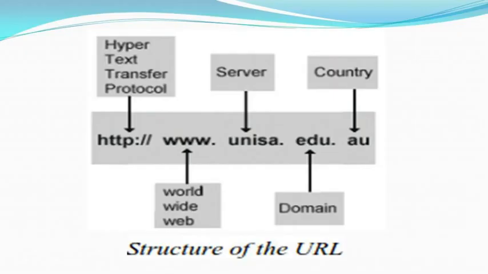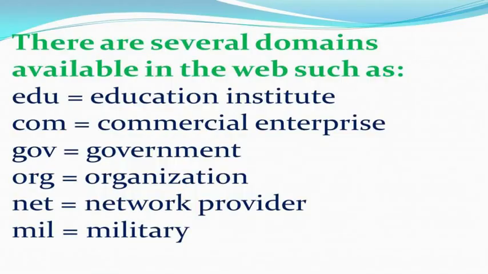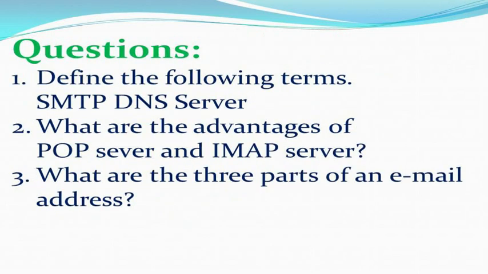Structure of the URL. There are several domains available on the web, such as edu, education institute; com, commercial enterprise; gov, government; org, organization; net, network provider; and mil, military. Please answer the questions. The lesson is over.